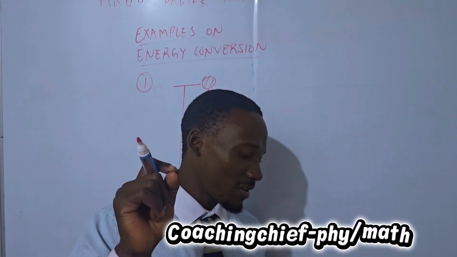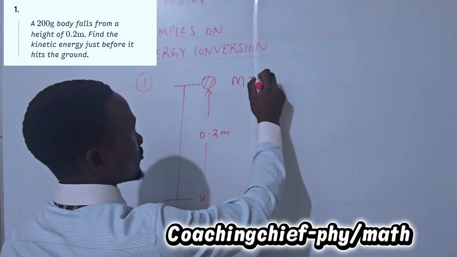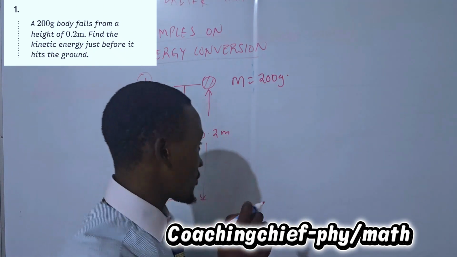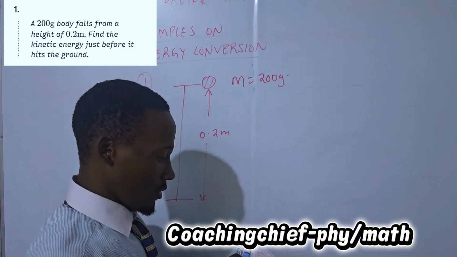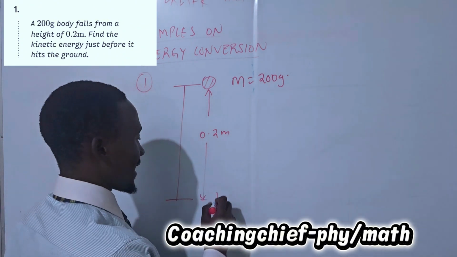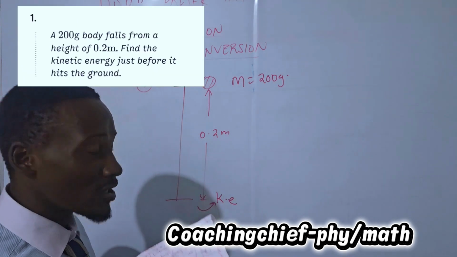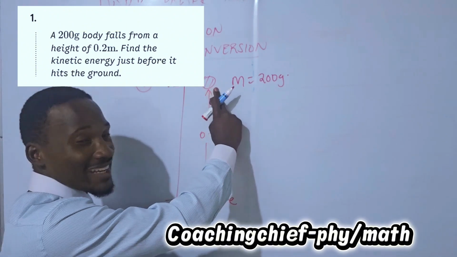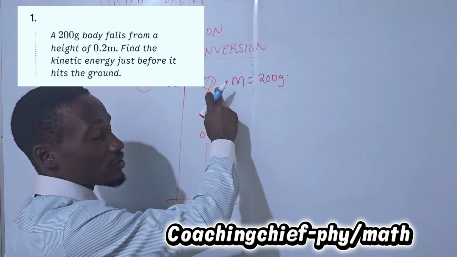If a ball of mass 200 grams falls from a height of 0.2 meters, I've drawn a sketch to support that. Find the kinetic energy just before it hits the ground. But now this is what I want you to realize. At the starting point, it had zero kinetic energy, but it had the maximum potential energy.